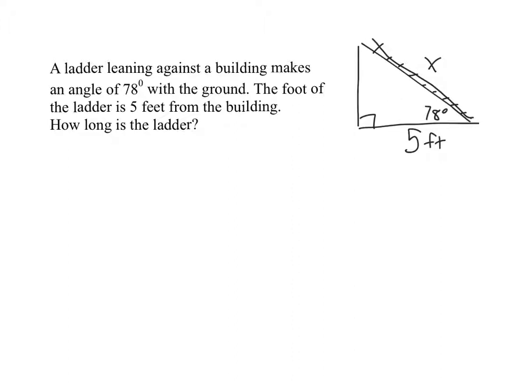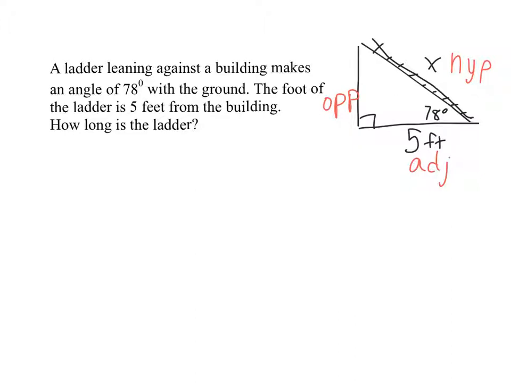First thing I'm going to do is label all my sides. I know that across from the 90 degree is the hypotenuse. I know that if I'm standing at this angle, 78, then the 5 feet that it's referencing is my adjacent. And just because I can, I'm going to label this other side as my opposite. I don't actually need that information. So now I need to create an equation.